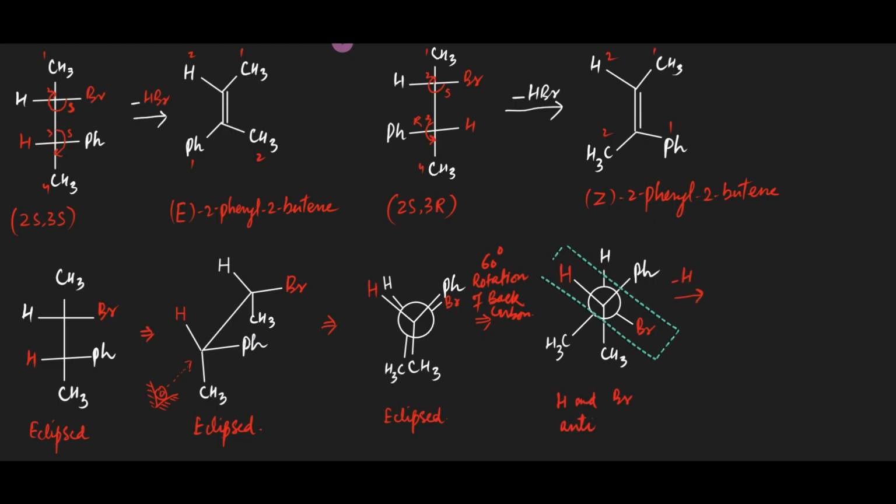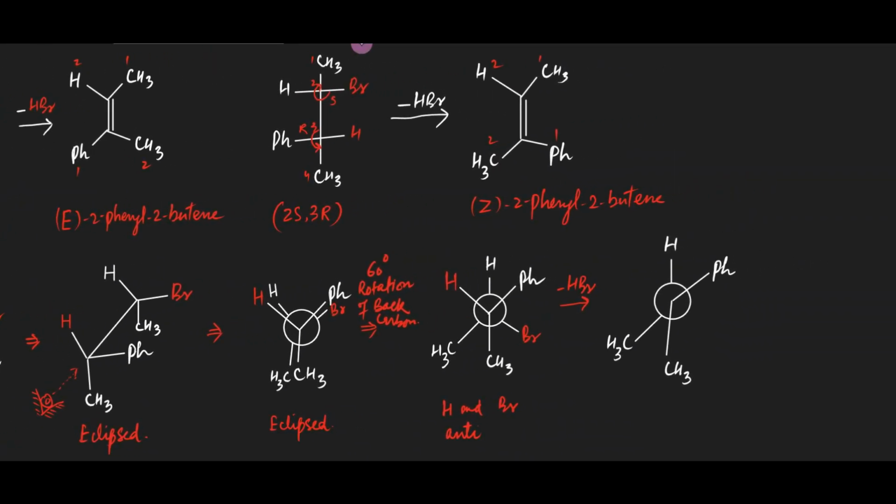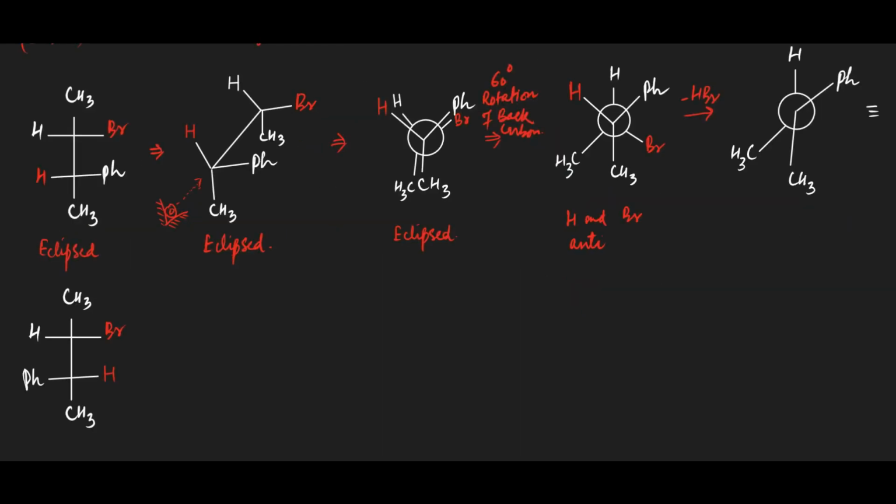Now remove the molecule of HBr, we are left with this, in which phenyl and H is on one side, and two methyl groups on other side. We can draw the molecule exactly as it is. And we see similar priority groups are on opposite side of double bond to make it E-alkene. Now take another isomer designated as 2S3R.